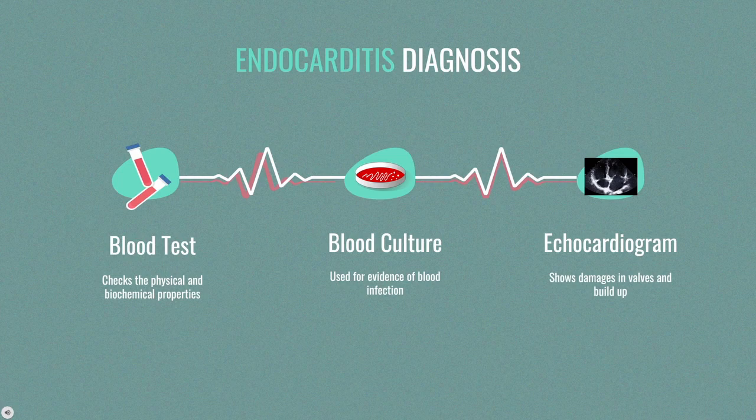To diagnose endocarditis, doctors will take a sample of your blood and use it for a blood test and blood culture. The blood test is to check for physical and biochemical properties, and the blood culture is to determine evidence of blood infection. The most common diagnosis is an echocardiogram, which is a machine that shows an ultrasound of the heart. With the echocardiogram, we can see the damage in the valves and the bacteria buildup that is stuck on the valves.